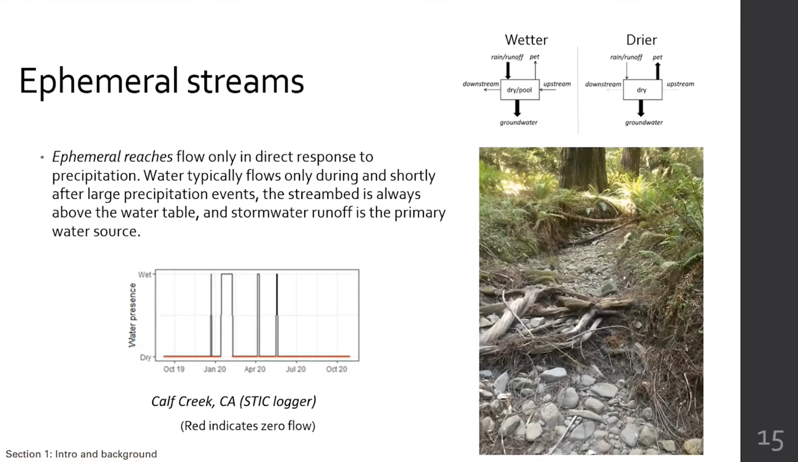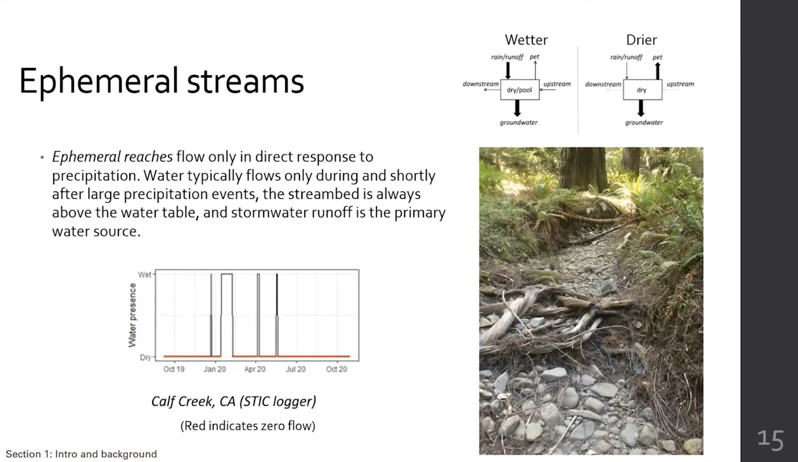Finally, we have ephemeral streams. Ephemeral reaches only flow in direct response to precipitation. They typically flow for only short periods and typically only after a large precipitation event. The stream bed is always above the water table, and stormwater runoff is the primary water source.